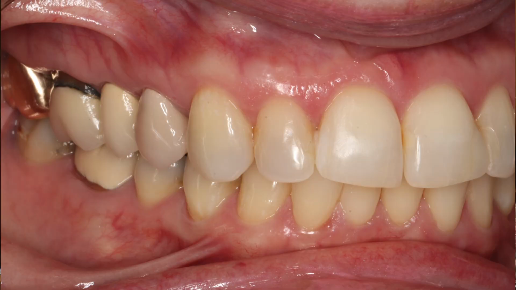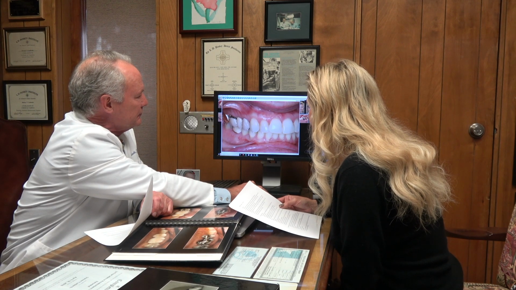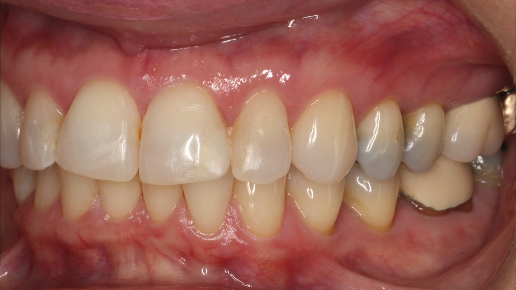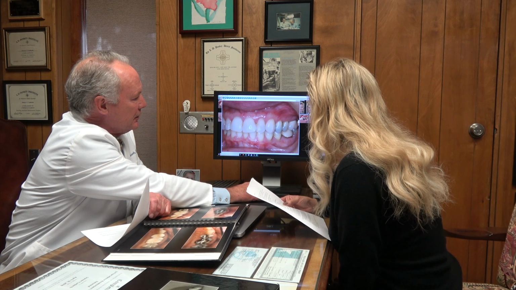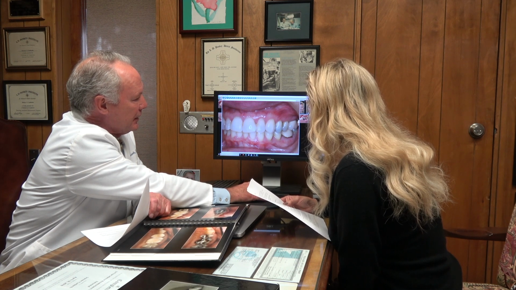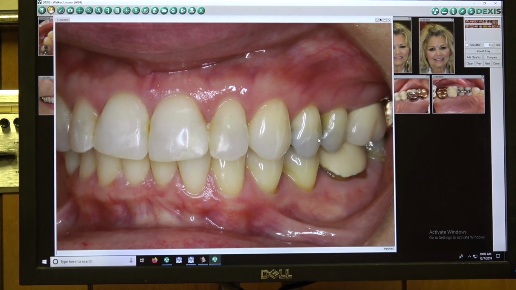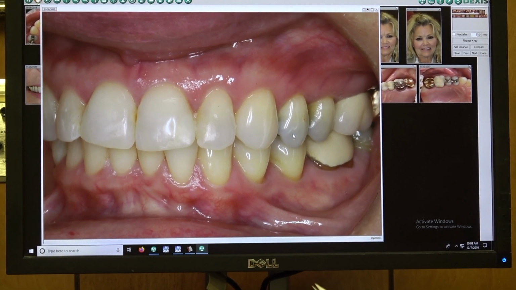Gum recession is present on some of the molar teeth, exposing metal crown margins. And you said you didn't like the margins showing on those teeth. I didn't realize how obvious it was until I saw that photograph. That just looks awful. It's the first thing I see now. Well, you can see the dark fillings showing through these teeth. That's another issue with mercury amalgam fillings.